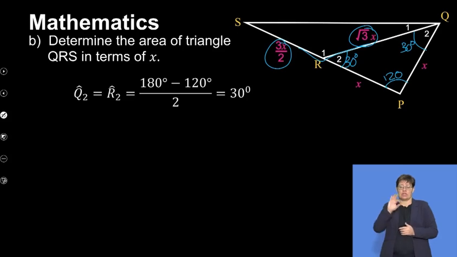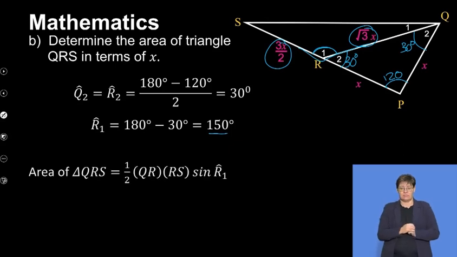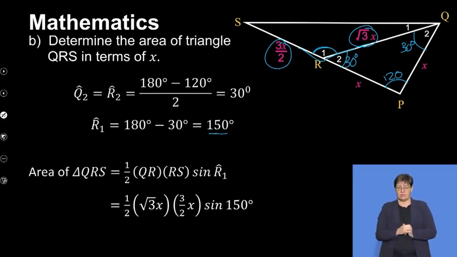Okay, remember we're finding the area, so we've got to find this angle here. We were looking for this angle here. So how do we find R1? Because it's adjacent supplementary angles, we just subtract 30 from 180. Okay, so our area of QRS is going to be half QR times RS times sine of R1. And remember, we just got to substitute the values in for QR and RS. And remember, we found R1 to be 150.